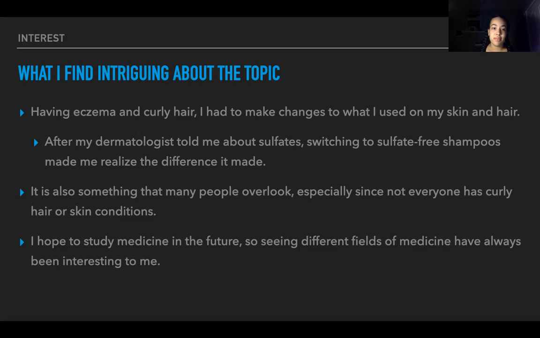In the future, I hope to study medicine. I am a dual enrollment student, so I haven't really jumped into my career yet. So that's something in the future I want to do. And so seeing different fields of medicine has always been interesting to me.